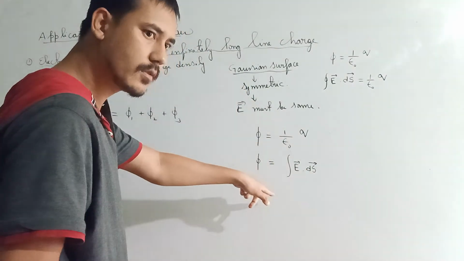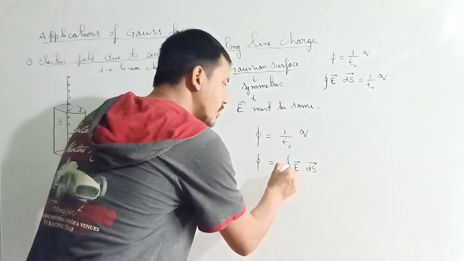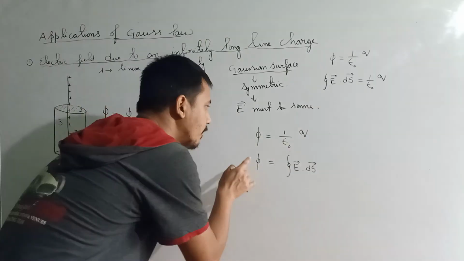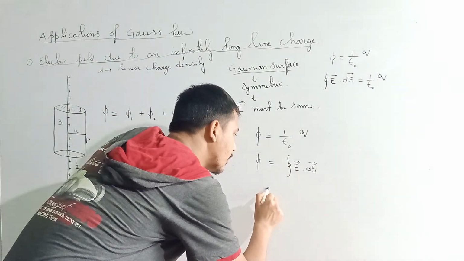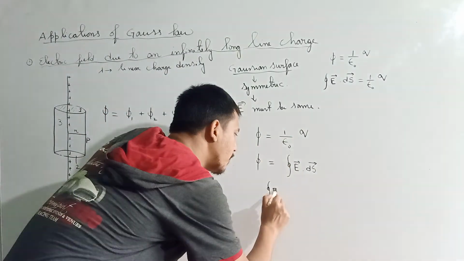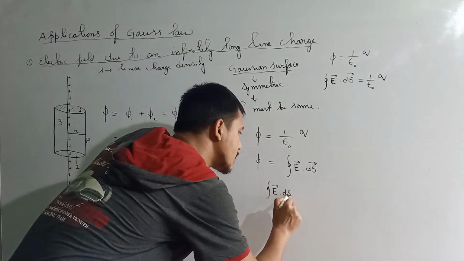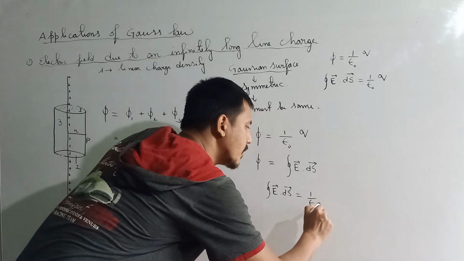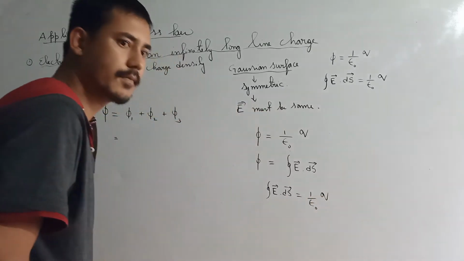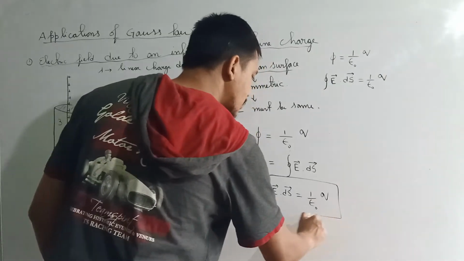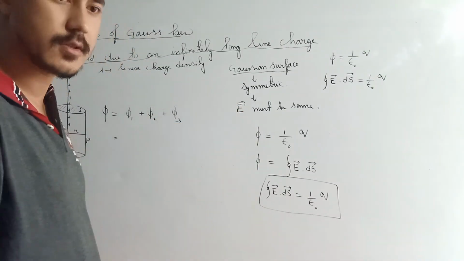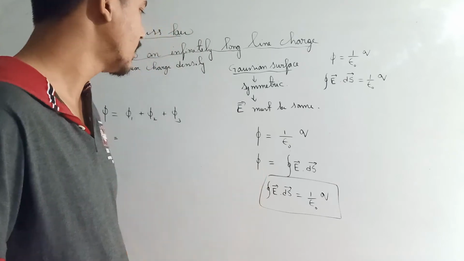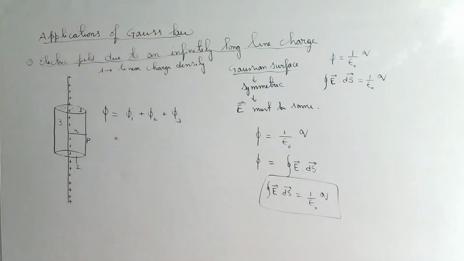Shall we combine these two? Since it's a closed surface, I use the closed integral. After combining, the integration of E dot ds will be equal to 1 by epsilon naught times the enclosed charge. Is it okay? So this is also Gauss law. Any one of these is Gauss law.